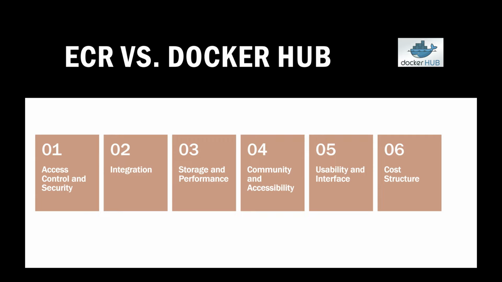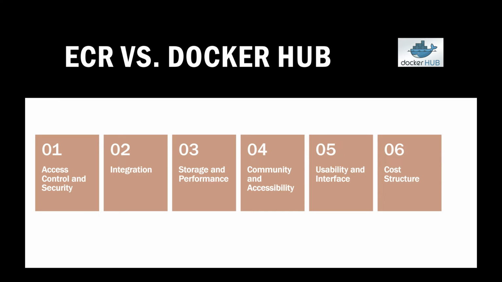So those are the main differences between ECR and Docker Hub, and it's a very popular DevOps interview question. What are the differences between ECR and Docker Hub? In conclusion, we can say that ECR is tailored for AWS centric deployments, and it emphasizes security, integration with the AWS ecosystem, and enterprise grade solutions. Whereas Docker Hub is accessible and community driven and may lack the depth of security features and native AWS integration offered by ECR.